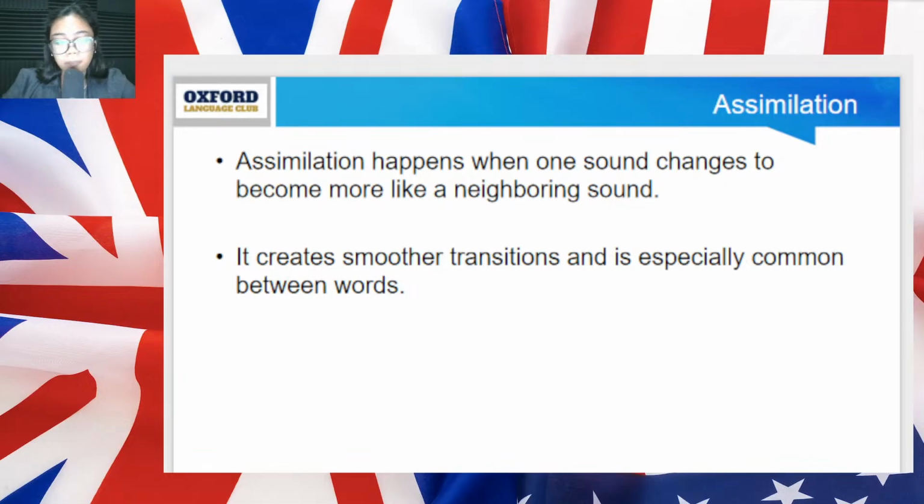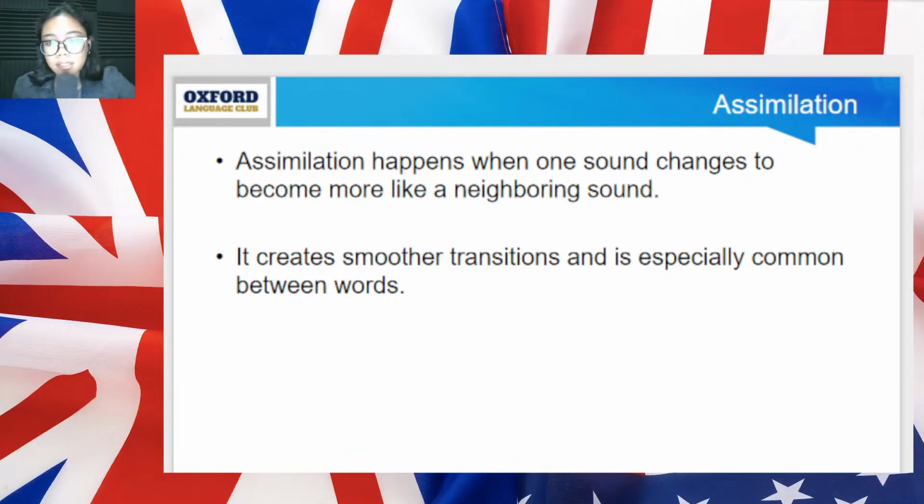Let us break this down very slowly. Assimilation happens when one sound changes to become more like a neighboring sound. It creates smooth transitions and is especially common between words. It's a natural process that happens all the time in conversational English. It happens when one sound changes to become more like a neighboring sound.